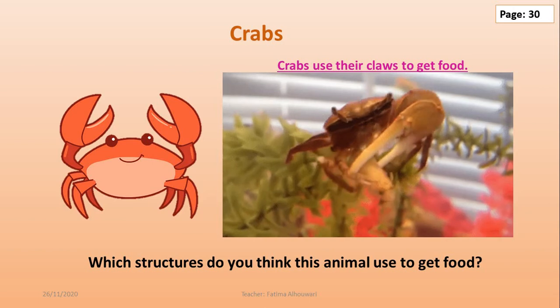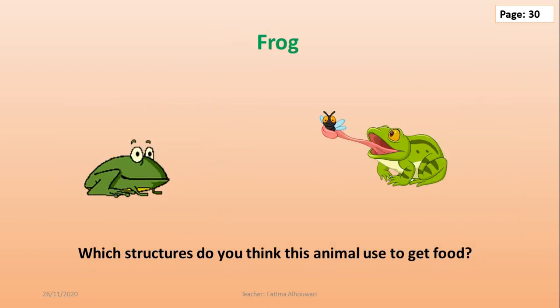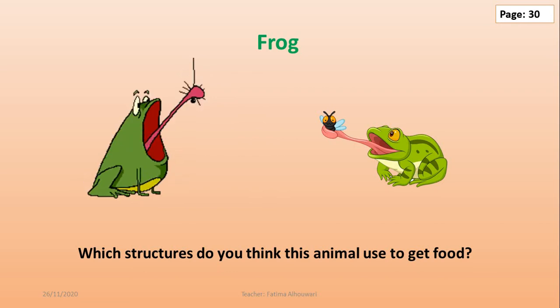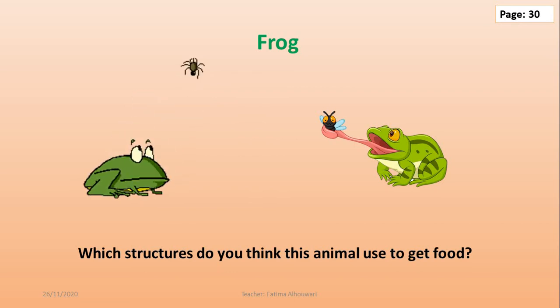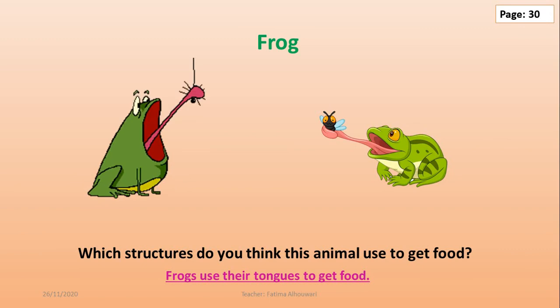Interesting. Let's see another one. You know this animal. It's a frog. What do you think, grade 1? Which structure do you think the frog used to get food? What do you think? As you see, this frog uses its long tongue to get food. It's very long. Interesting. So frogs use their tongues to get food.